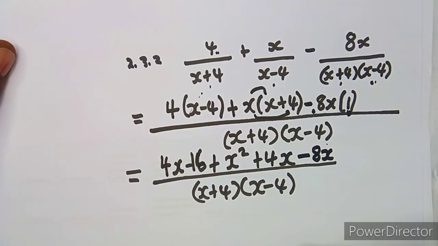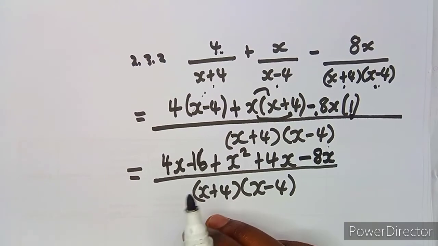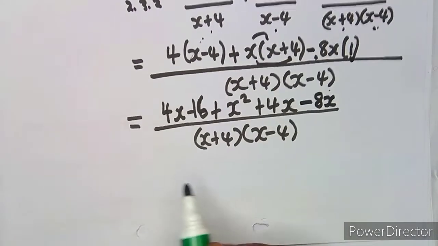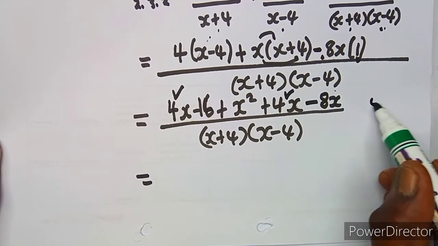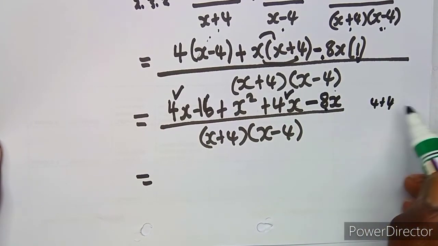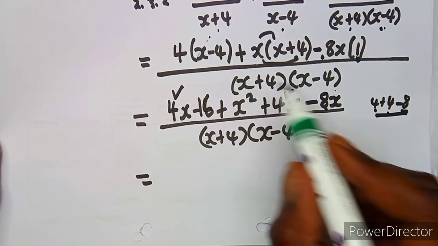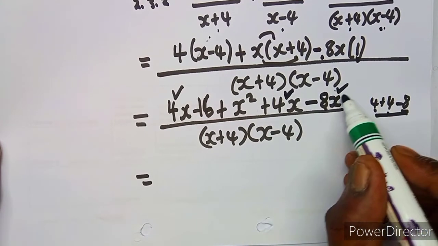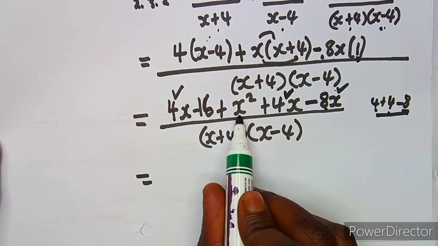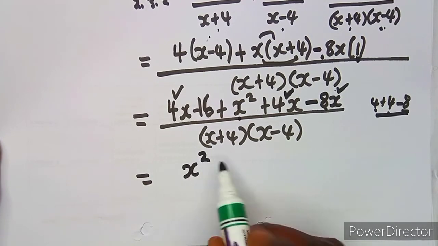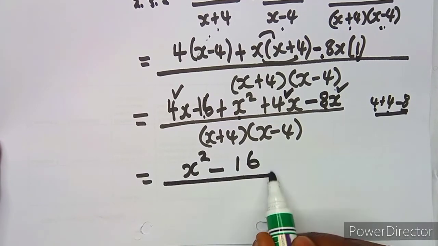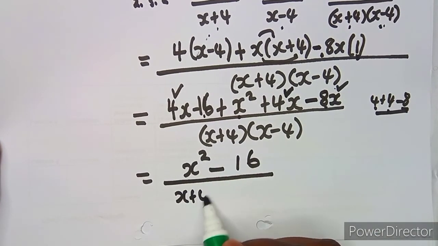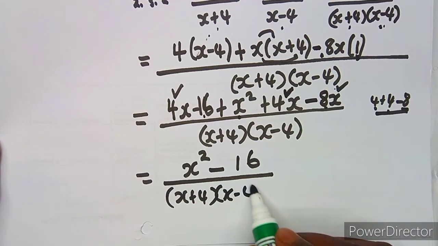All right, so let's collect like terms, guys, and see what you're going to have here. This is what you're going to remain with. 4 plus 4 is 8, and 8 minus 8 is 0. So this and this will cancel. You're going to be left with x squared minus 16, all over this x plus 4, x minus 4, like this.